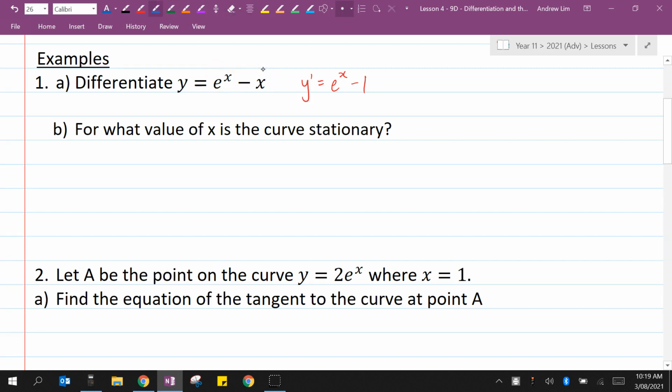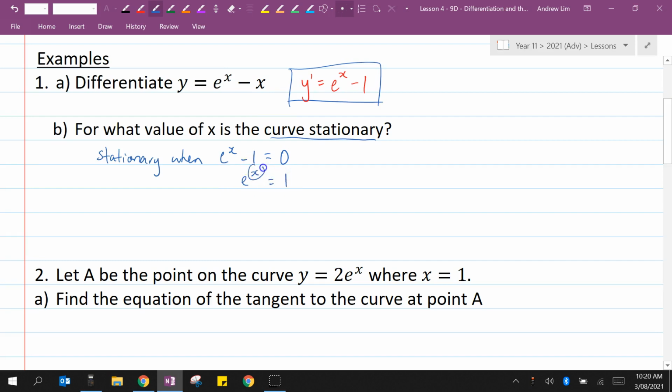For what value of x is the curve stationary? Well, the curve is stationary when the gradient is 0. Well, this is the gradient function. So, stationary when e to the x minus 1, the gradient, is equal to 0. So I'm now going to add 1 to both sides. E to the x is equal to 1.